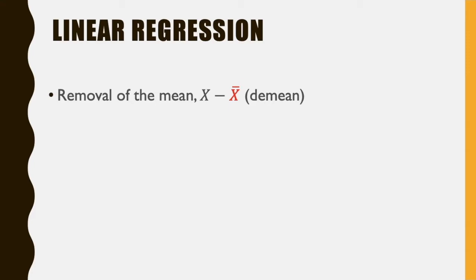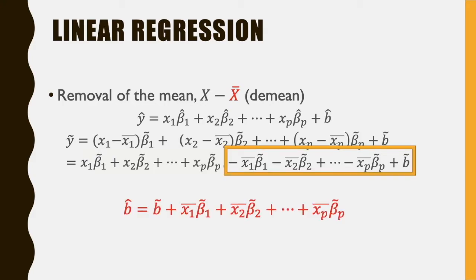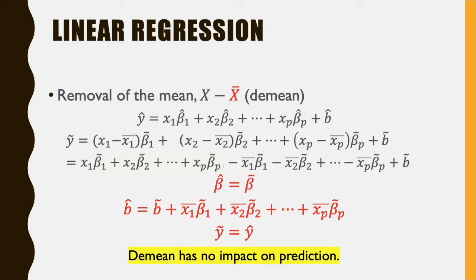When the data is unstandardized, we say that the model is y hat equals the sum of x_i multiplied by beta hat_i, plus b hat. When the data has its mean removed, we rewrite the model as y tilde equals (x1 minus x1 bar) multiplied by beta 1 tilde, and so on and so forth. After expanding the terms, we see that the intercept terms have a fixed difference, whereas the beta terms are exactly the same. As a result, the predictions before and after demean are the same.